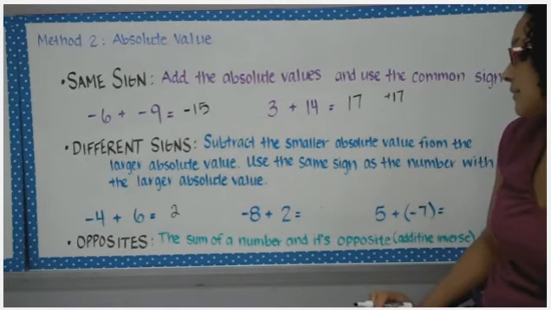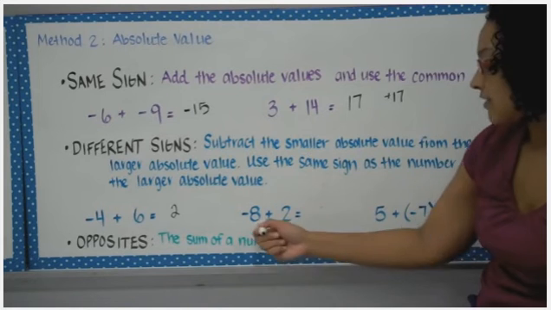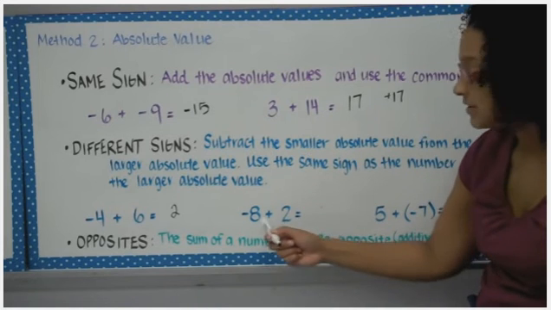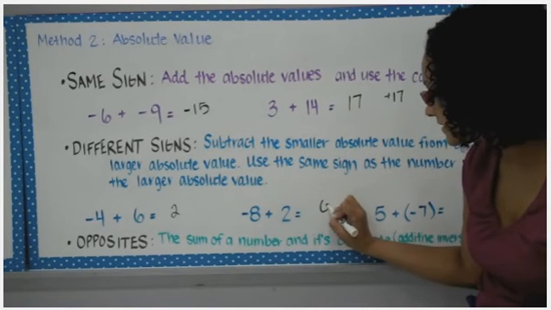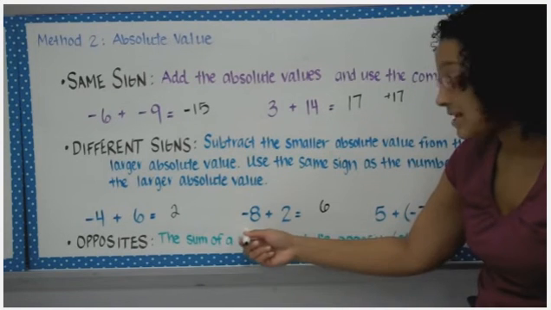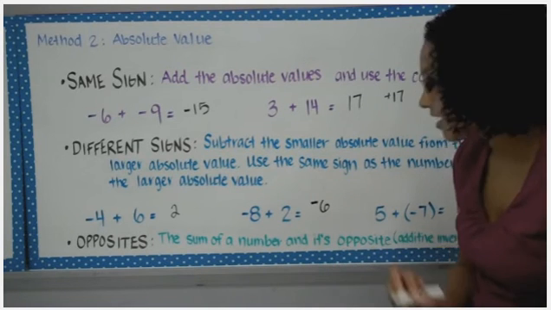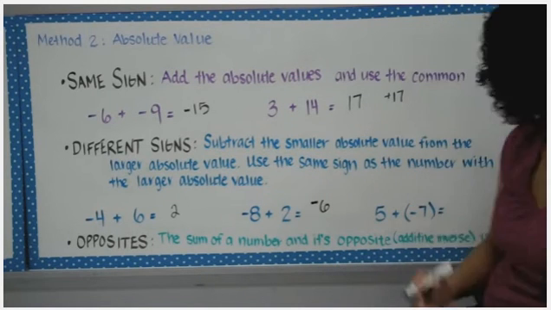Here, I'm going to subtract the smaller absolute value from the larger. So I've got 8 and 2. 8 minus 2 is 6. Now let's see what this sign is going to be. Well, the larger absolute value is 8, which is negative. So there were more negatives to start with. Our answer is still going to be negative.